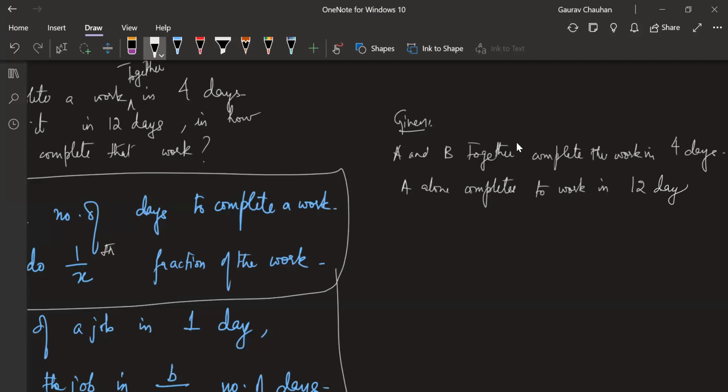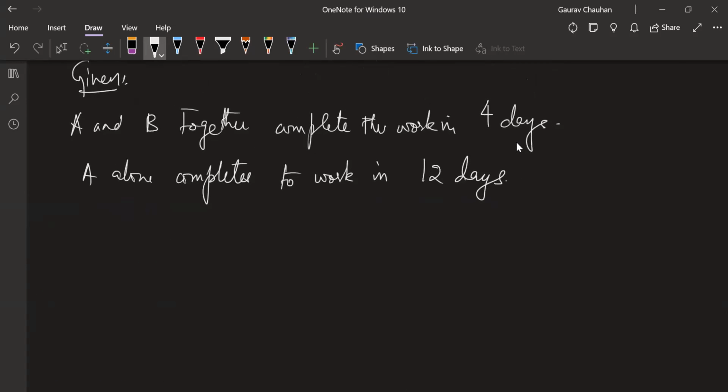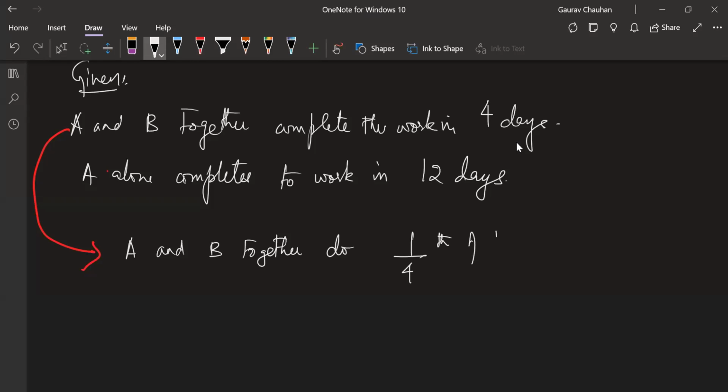Okay. Now, Deepak, let's go from this one by one, step at a time. From here, what can you conclude? A and B together complete the work in 4 days. So, what can you say about their per day work? 1 by 4. Fantastic. A and B together do 1 by 4th of the work in 1 day. We are good with this? Yes, sir.